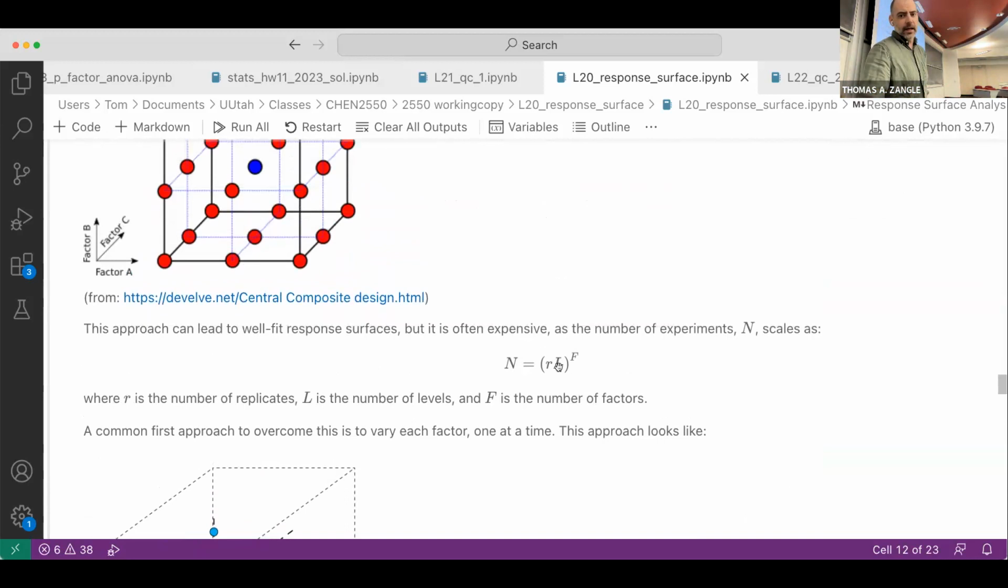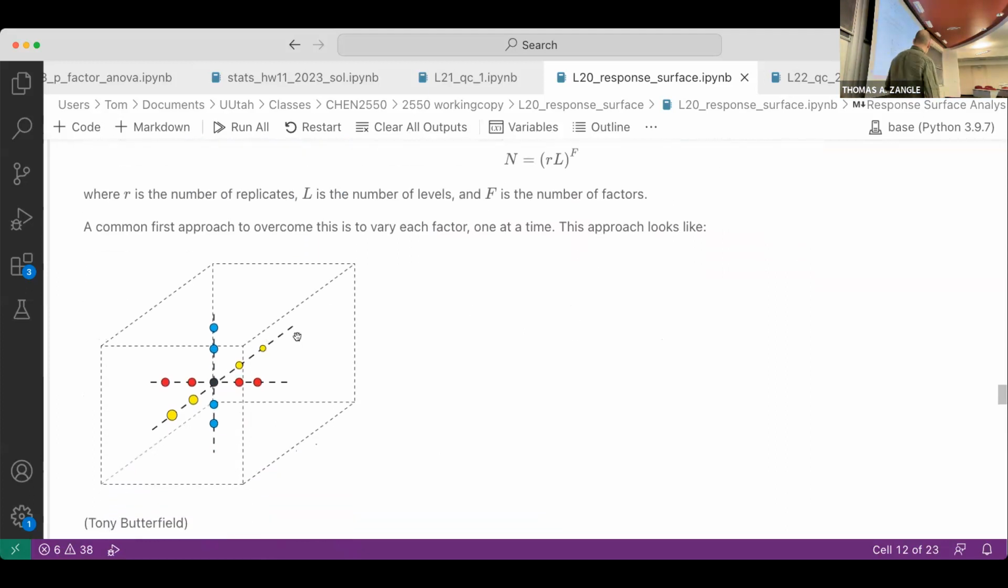If we had the same number of levels per factor and some number of replicates, and we haven't even talked about replicates of the experiment, then this scales pretty badly. We end up with a lot of experiments, and it can be quite expensive. If possible, it's great, but it can be quite expensive.